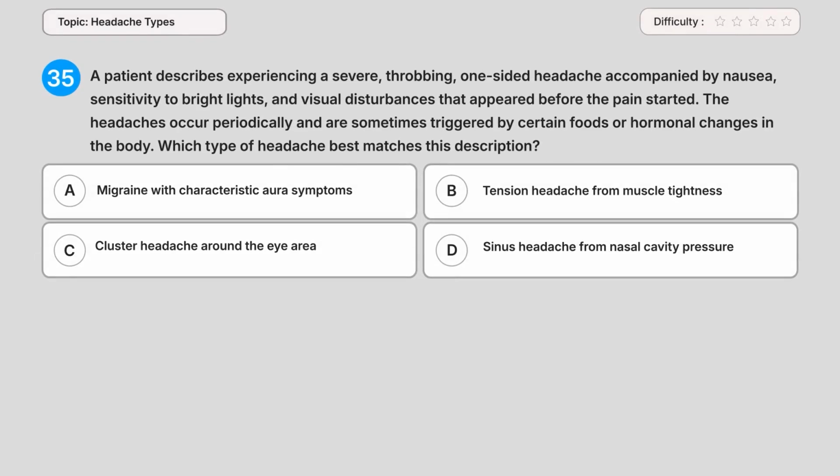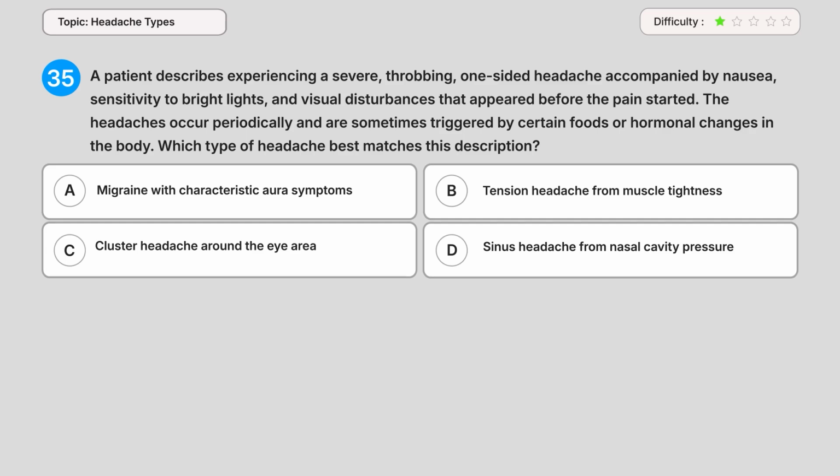35. A patient describes experiencing a severe, throbbing, one-sided headache accompanied by nausea, sensitivity to bright lights, and visual disturbances that appeared before the pain started. The headaches occur periodically and are sometimes triggered by certain foods or hormonal changes in the body. Which type of headache best matches this description?